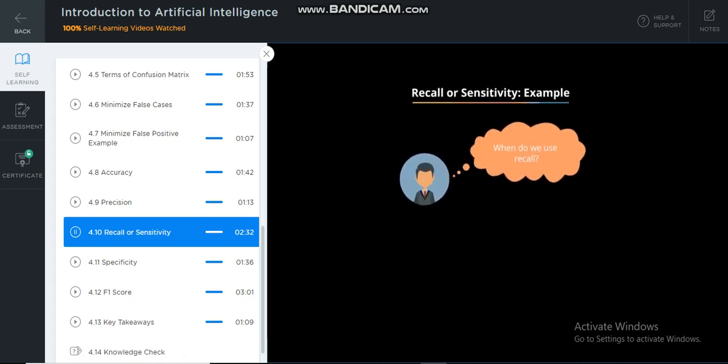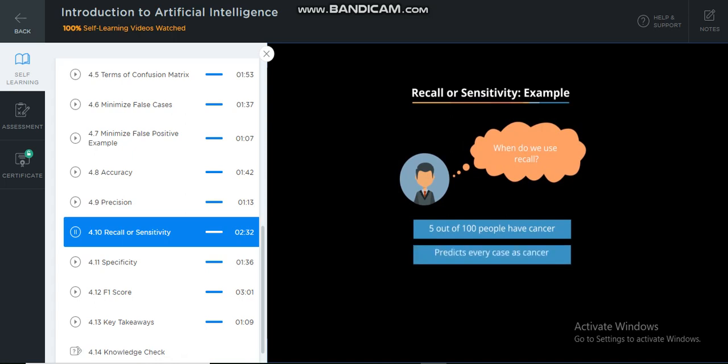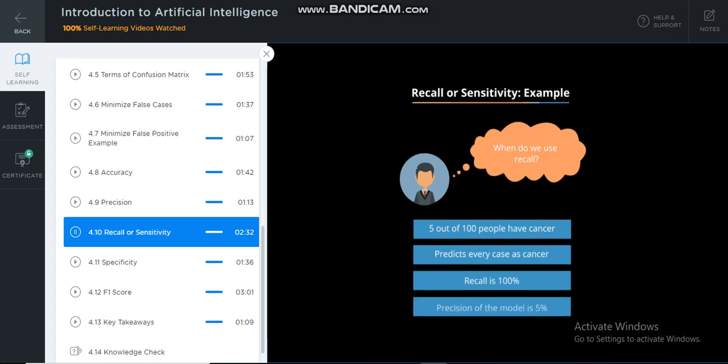Let's go back to our example of 5 out of 100 people who have cancer. Let's say that the model predicts every case as cancer. So our denominator, true positives and false negatives, is 5. And the numerator, which is the person having cancer, and the model predicted the case as cancer, is also 5, as the model predicted 5 cancer cases correctly. So, in this example, we can say that the recall of the model is 100%. And the precision of the model, as we saw earlier, is 5%.